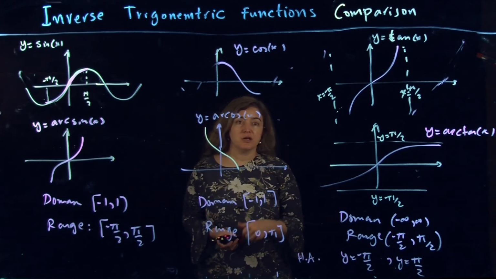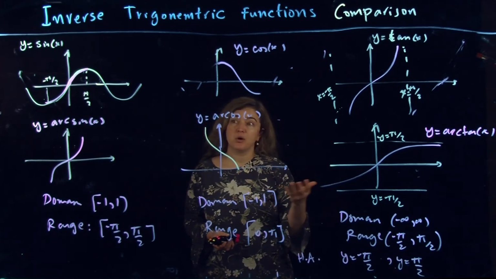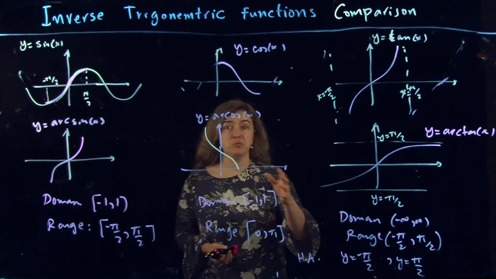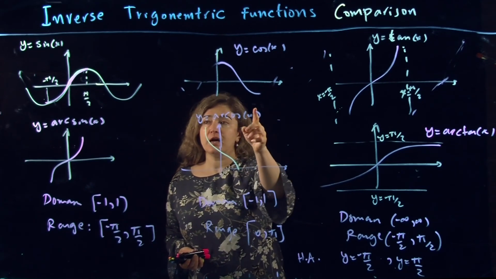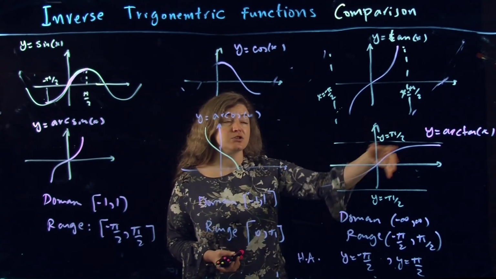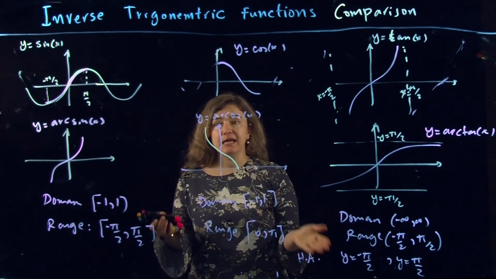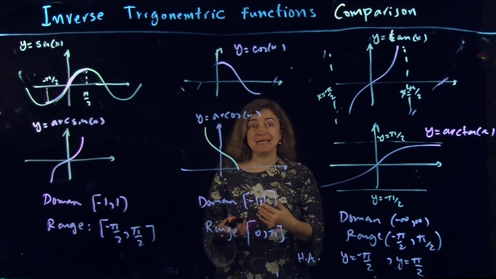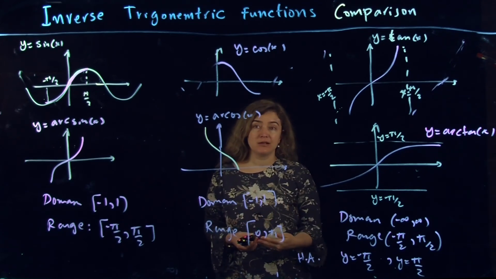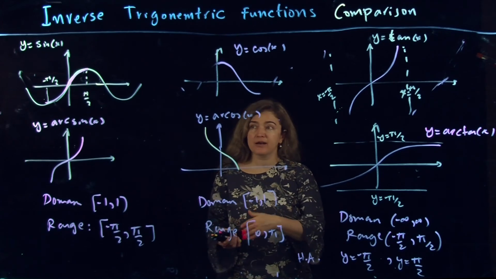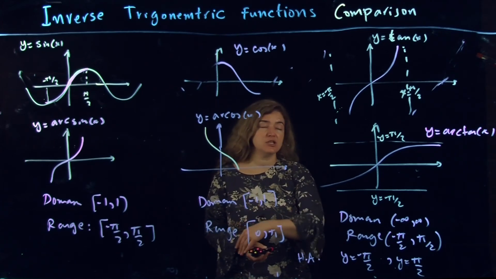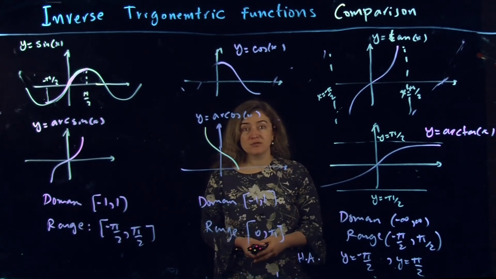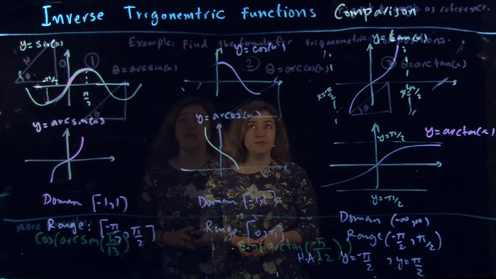For the first few examples, what I suggest is that you rename arc cosine, arc sine, or arc tangent as theta, and then figure out all the other trigonometric values for that theta. So we assign theta to the arc function, and then we figure out other trigonometric values for that angle.